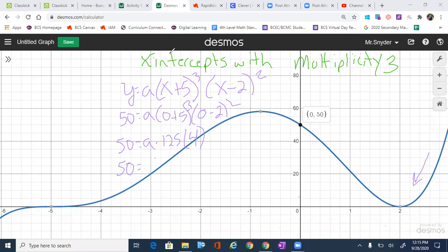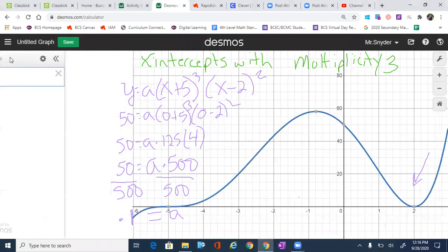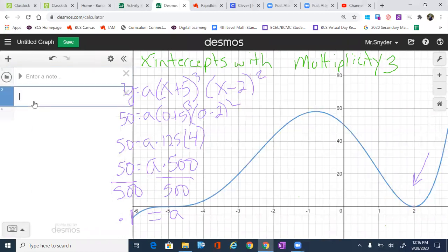Which is going to be 500. So 50 equals a times 500. Okay, and then we're going to divide by 500. And a should come out, if you're using Desmos, you can do that, should be 0.1. Now, let's go ahead and verify it. We're going to change the color of the graph just to verify it, and I'm just going to type it in.